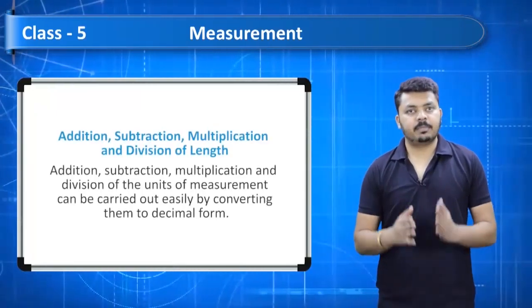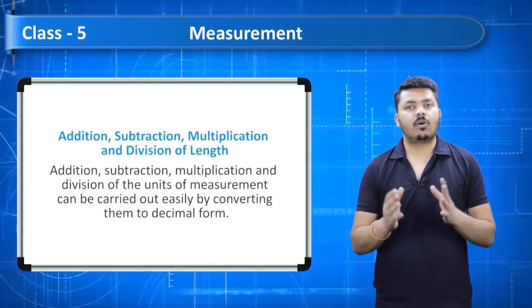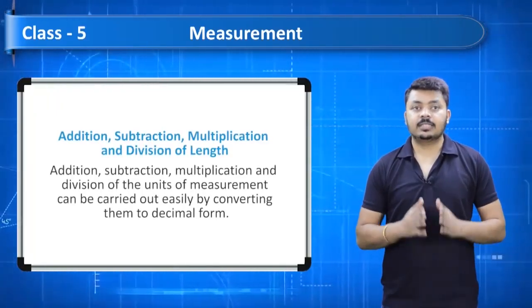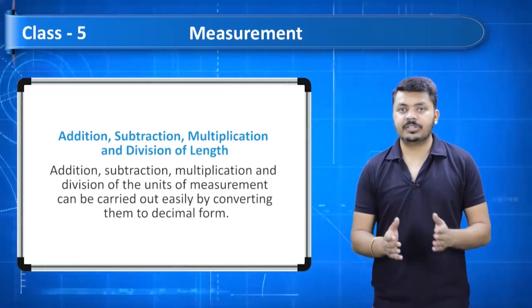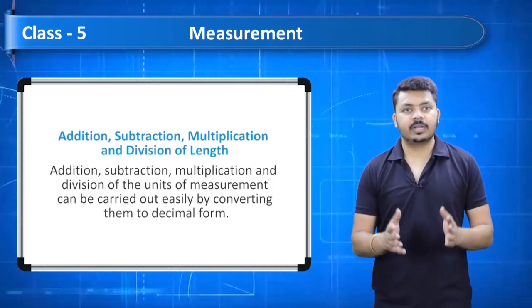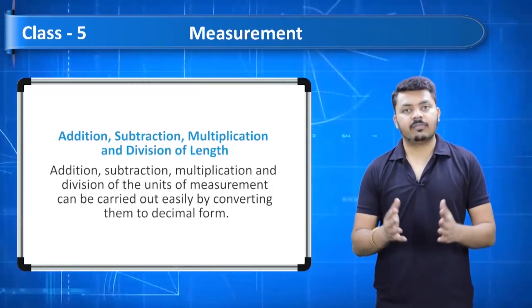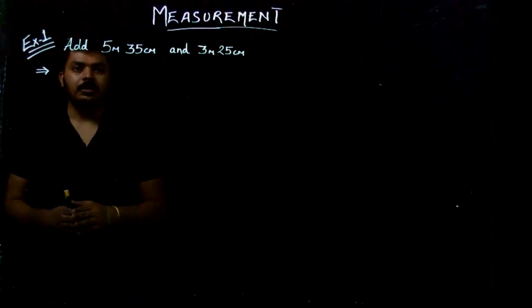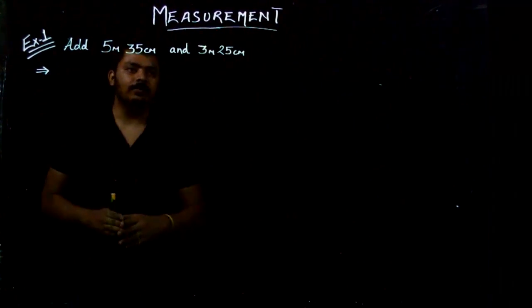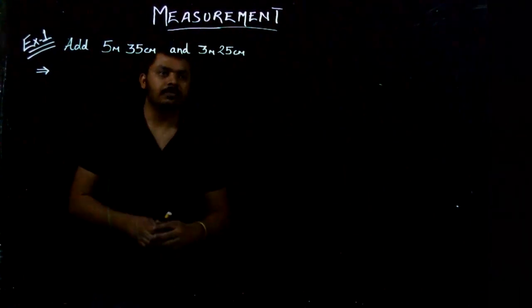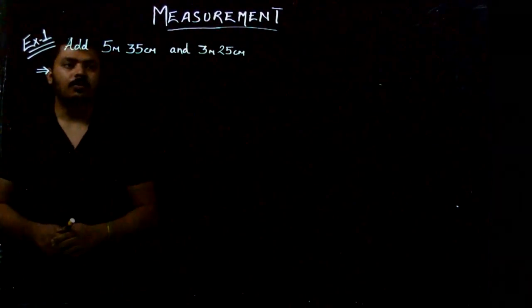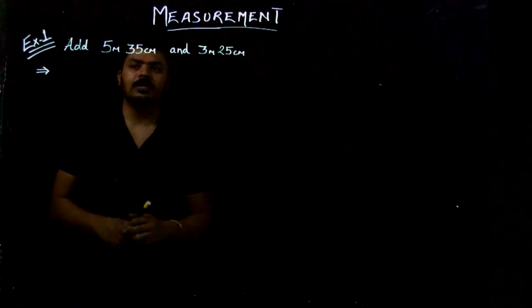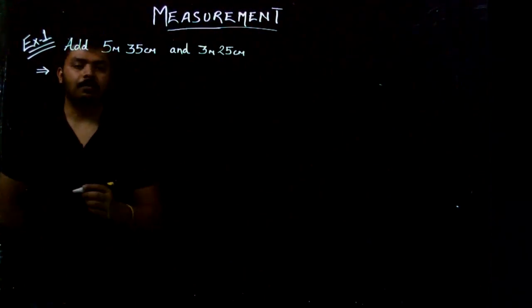Addition, subtraction, multiplication and division of length. Addition, subtraction, multiplication and division of the units of measurement can be carried out easily by converting them to decimal form. Now let's see example number 1. Add 5 meter 35 centimeter and 3 meter 25 centimeter. So to add up the two, first we convert it into decimal form.